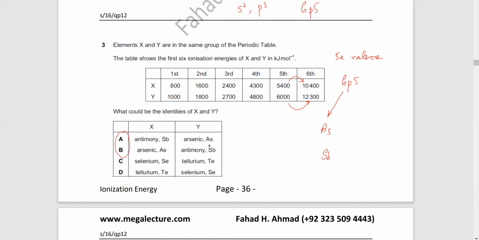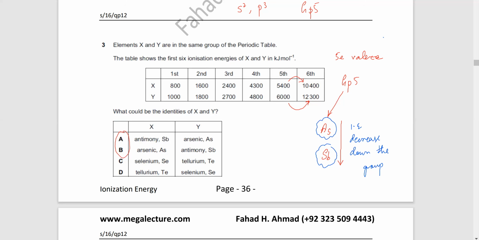So we figured out that they are in group 5. Okay, is that clear? Okay, now what we need to figure out is, we learned that ionization energies decrease down the group. Okay, it's a bigger atom so they decrease down the group. It becomes easier to remove electrons. So for Sb it's going to be easier to remove electrons. For As it's going to be more difficult to remove electrons.